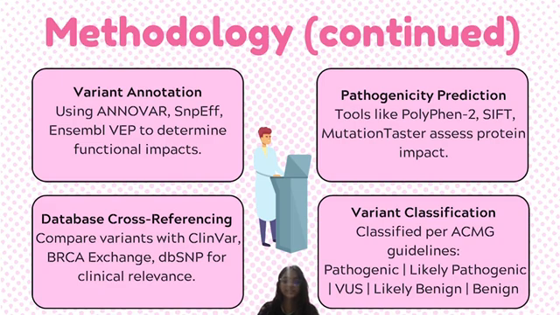To confirm clinical relevance, these variants are cross-referenced with databases like ClinVar, BRCA Exchange, and dbSNP to see if they've been reported before and what their impacts are. Finally, these variants are classified based on ACMG guidelines such as pathogenic, likely pathogenic, benign, or VUS, meaning variant of uncertain significance. This classification informs diagnosis, risk evaluation, treatment, and genetic counseling. Overall, this pipeline ensures both high accuracy and clinical relevance in identifying breast cancer risk.